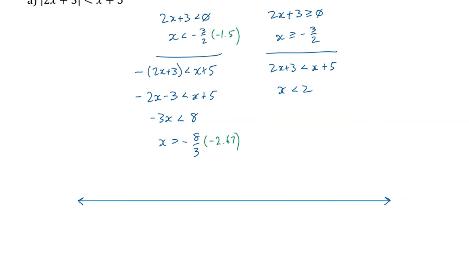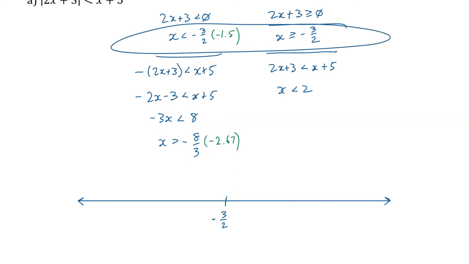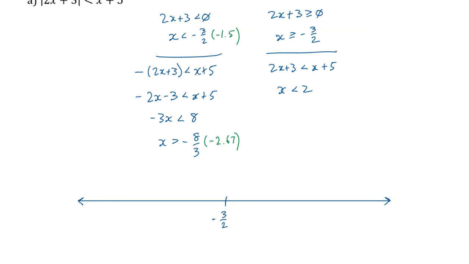So this looks to me like negative 3 over 2 is in the middle. You'll probably notice that this number is often in the middle, but it's not always in the middle. So you do need to think about this and make sure you're doing it correctly. 2 is to the right, and negative 8 over 3 is to the left.